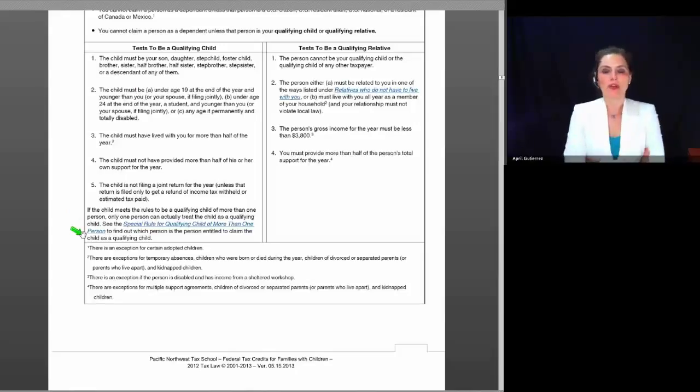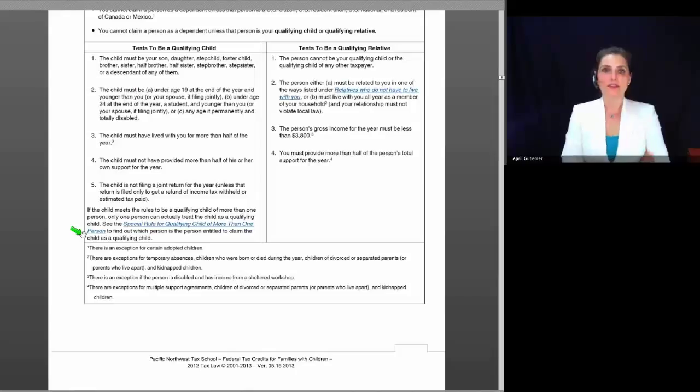Well, going back to our classwork assignment today, our course discussion with Jack and Sylvia, there's a number of children in that house living with Jack and Sylvia, and our job is to determine which of those children are qualifying children to Jack and which of those children are qualifying children to Sylvia.